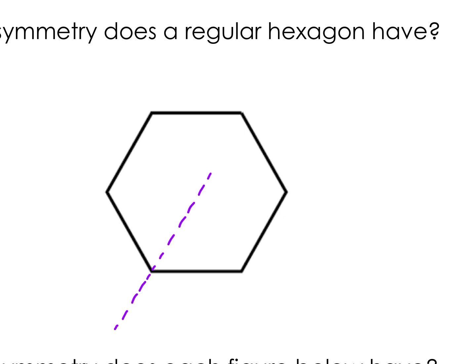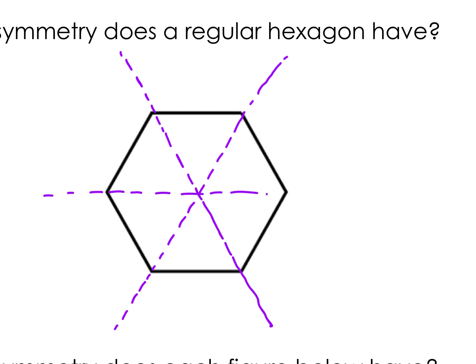You can find some going through the vertices of the hexagon. So if you folded the hexagon on that line, it would fold onto itself, or reflect onto itself along this line, along that line. All of those lines go through the angles of the hexagon, or through the vertices. So that accounts for 3 of them.